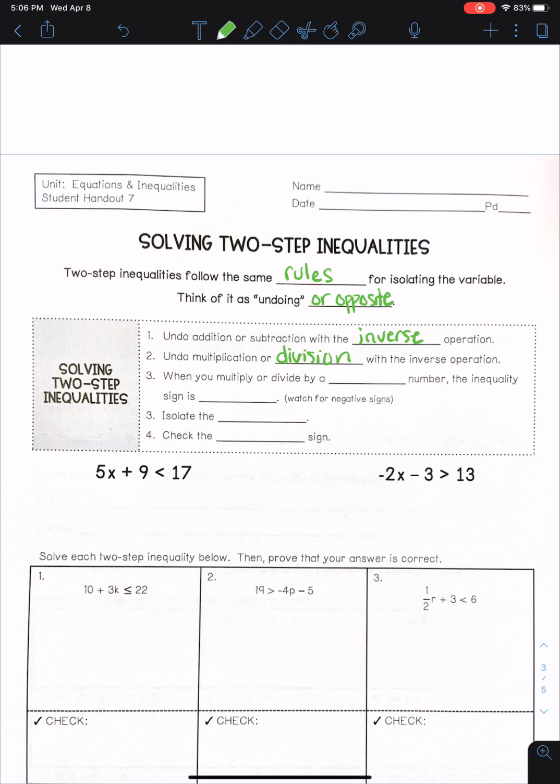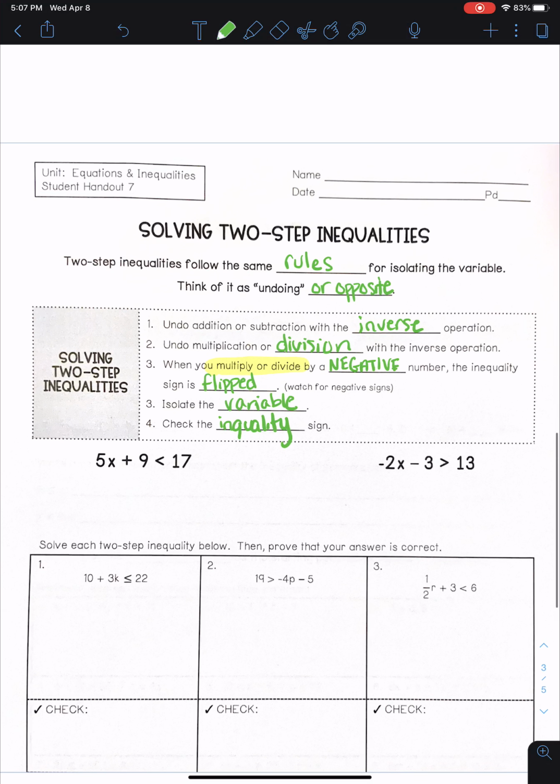When you multiply or divide, this is the tricky part, by a negative, I'm putting it in all caps: when you multiply or divide by a negative number, the inequality sign is flipped. We have to flip the symbol. We're still going to isolate the variable. And then at the end, we're going to check our inequality sign. So we're going to make sure our inequality symbol is correct.